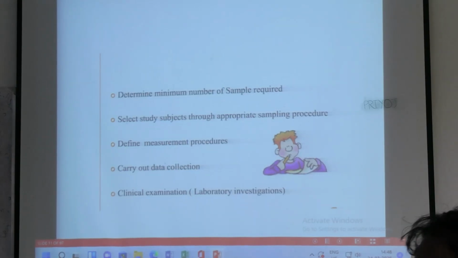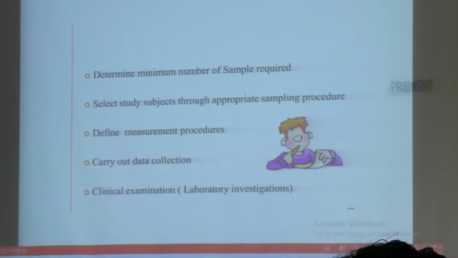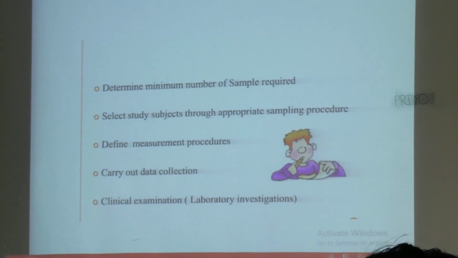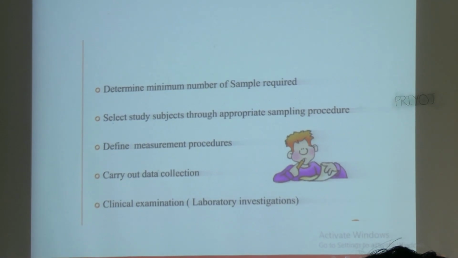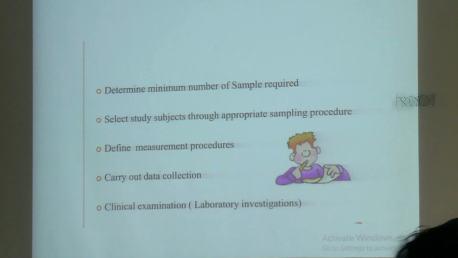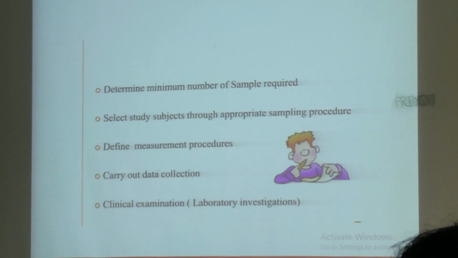Determine the minimum number of samples required. As I said, I cannot do a study on 5 people out of 70 and say that this batch is very good or very bad. I need more people. At least 30 people should come, and then only I can say a proper class is there. Okay, if 5 of you are coming, there is no class actually. So, sample size. Select study subjects through appropriate sampling procedure.